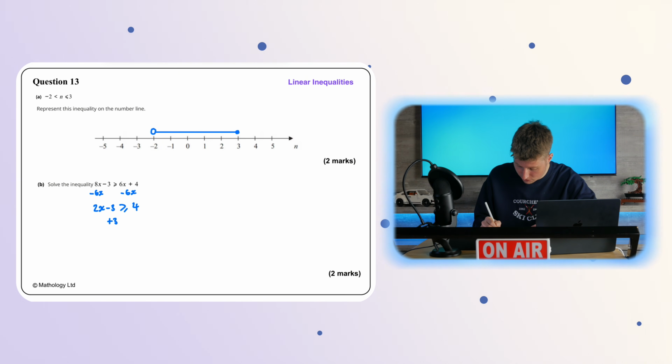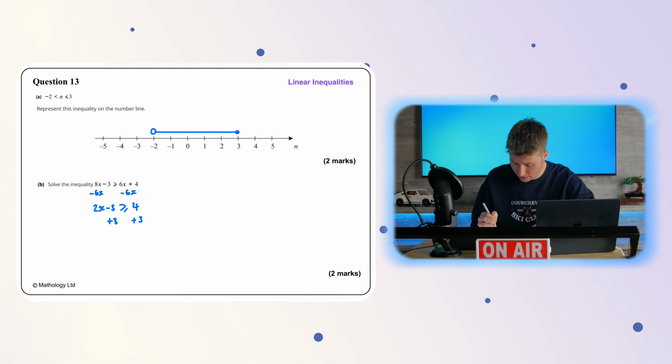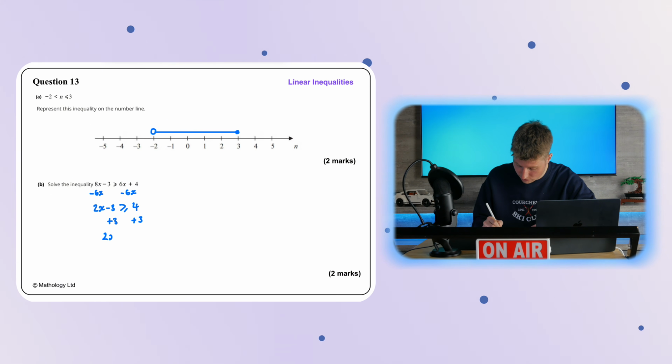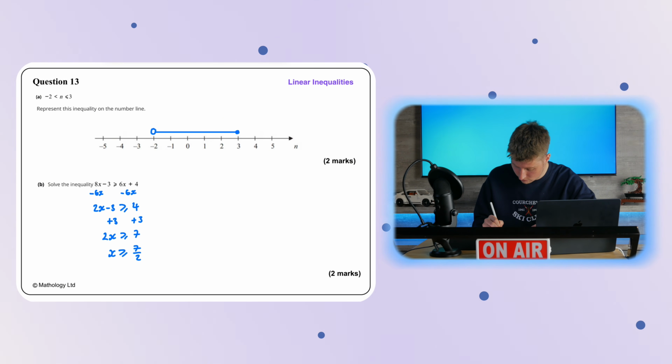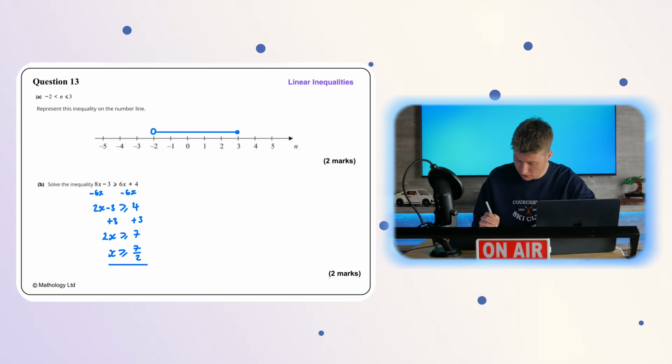Next, we're going to add 3 to both sides to get the numbers on the right hand side to give us 2x is greater than or equal to 7. And finally, to get x on its own, we can divide both sides of the equation by 2 to give us x is greater than or equal to 7 over 2. So that is the final answer for part B.